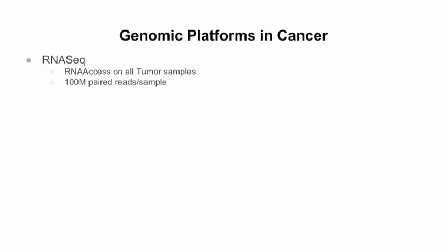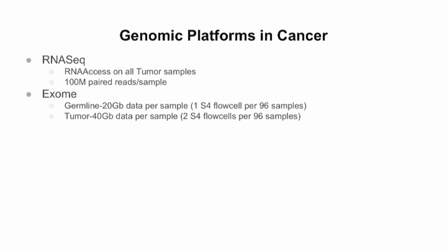We sequence that at 100 million paired reads per sample, so fairly deep sequencing. It means a 96-well plate per S4 flow cell. For the exomes, germline is 20 gig data per sample, so that's one S4 flow cell per 96 samples, and the tumors are double that, 40 gig. So it really works out to be 150, 200x on the germline and close to 400x on the tumor.